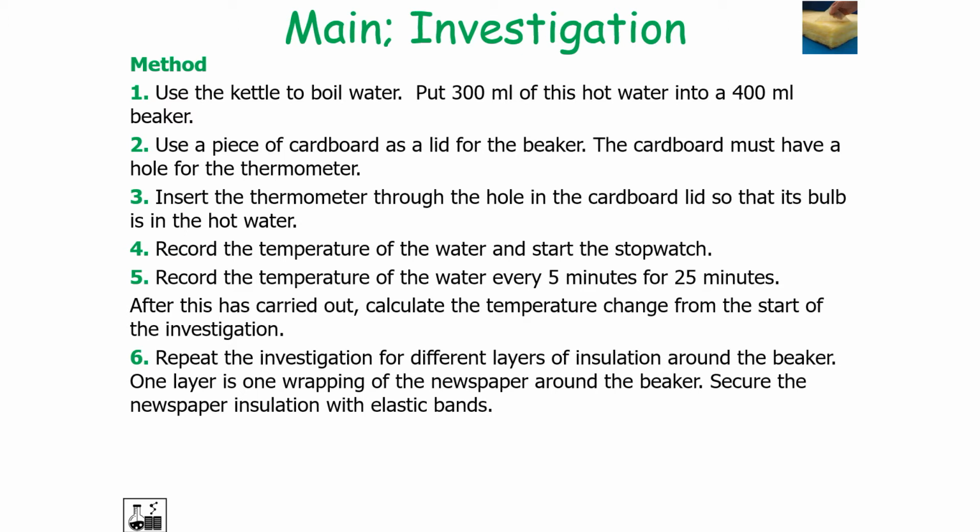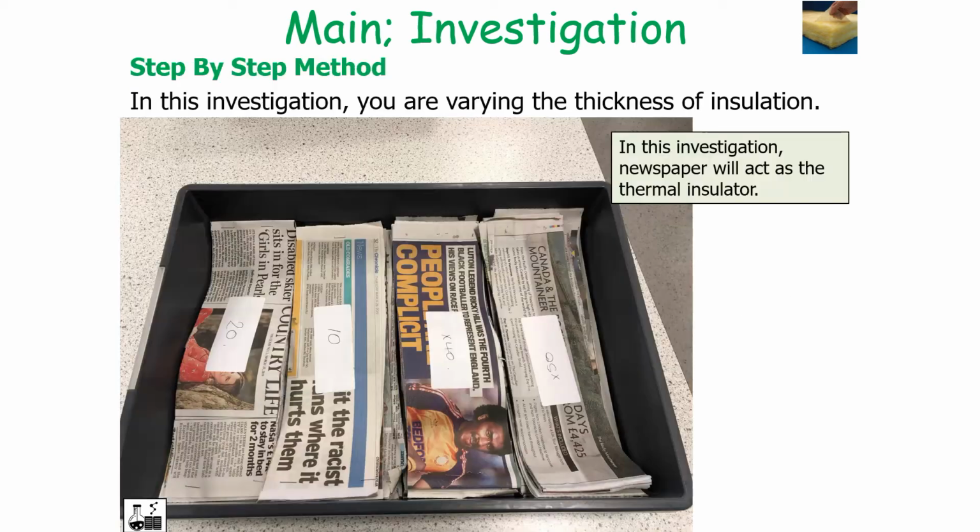We'll then record the temperature of the water and start the stopwatch. We'll record the temperature of the water every 5 minutes for 25 minutes, and after this has been carried out we'll calculate the temperature change from the start of the investigation. We'll then repeat the investigation for different layers of insulation around the beaker. One layer is one wrapping of the newspaper around the beaker, secured with elastic bands. In this investigation you are varying the thickness of insulation, and the newspaper will act as a thermal insulator.